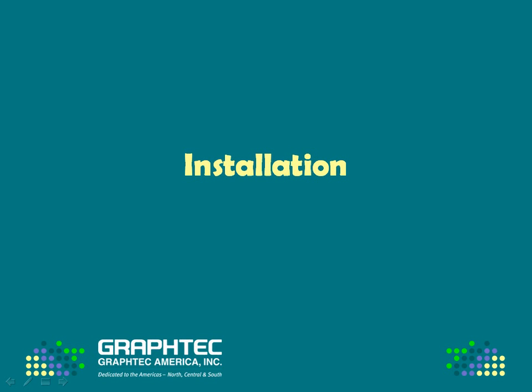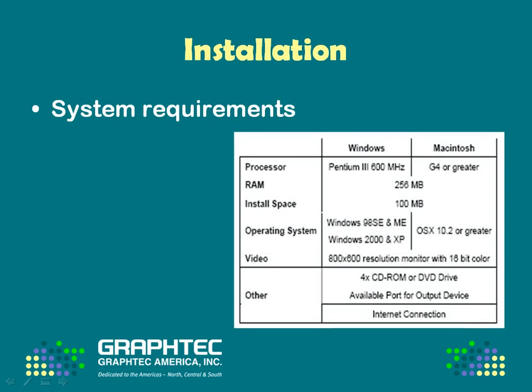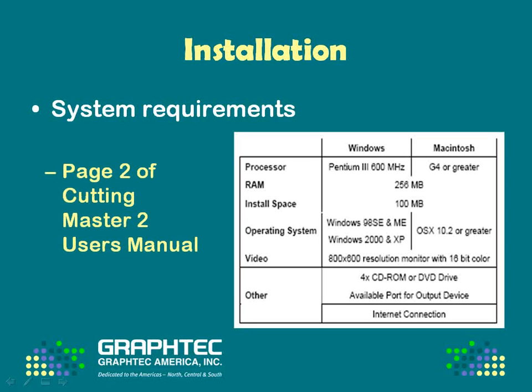The first thing I wanted to do is to cover the installation. Before I do that, I wanted to make sure, or have you make sure, that you have all the system requirements that are needed. If you go to page 2 of the Cutting Master 2 User's Manual, it has this little diagram of the system requirements. You just want to make sure that your system matches. If not, you might have to get more memory or more disk space. But nonetheless, you really want to check this out.